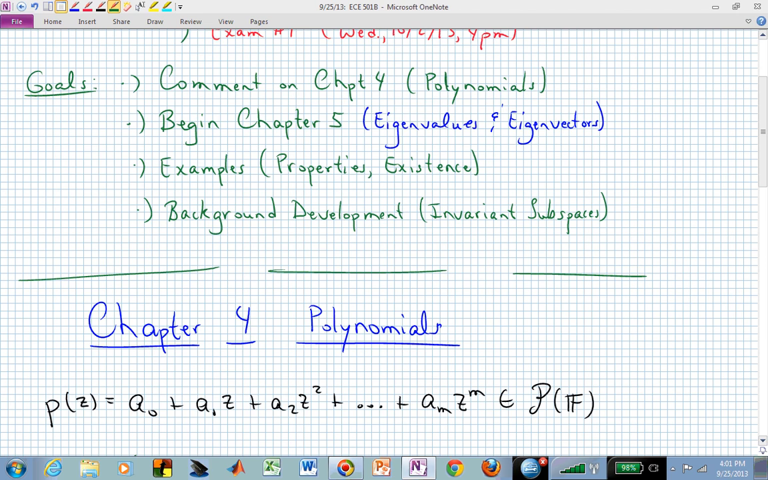So we'll start Chapter 5 with some examples showing some properties and the existence of eigenvalues and eigenvectors, what that sort of means, trying to get us comfortable with that. Then we'll get into the more background development, starting with the book material in Axler, after we've sort of motivated or given you maybe something a little more concrete to be thinking about relative to eigenvalues and eigenvectors.